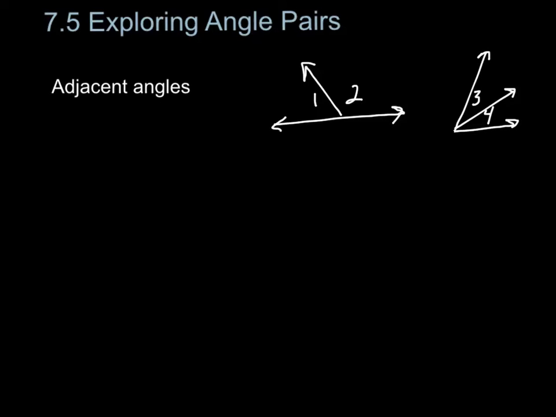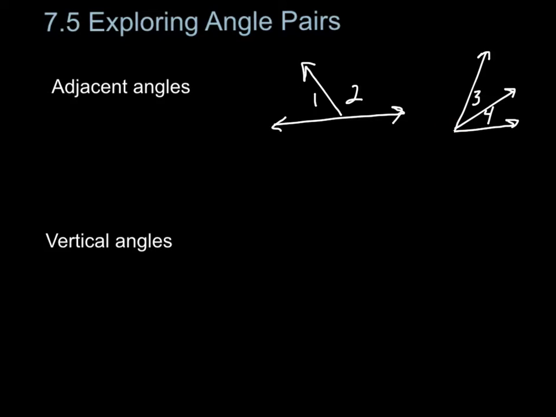Adjacent angles are 2 coplanar angles with a common side and a common vertex, but no common interior points. You may have also heard that adjacent means next to each other. So that is an easier way to explain adjacent angles, but you have to realize that next to each other means that they share a vertex and a common side, which in this case is this ray. So 1 and 2 would be adjacent angles. In the second picture, angles 3 and 4 would be adjacent angles because they are next to each other, they share a common side and a vertex.